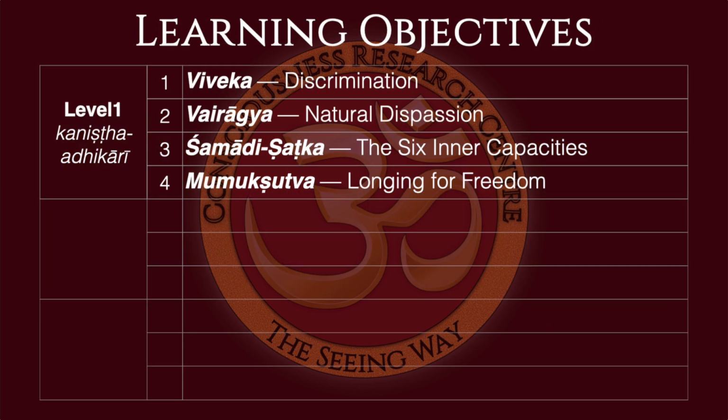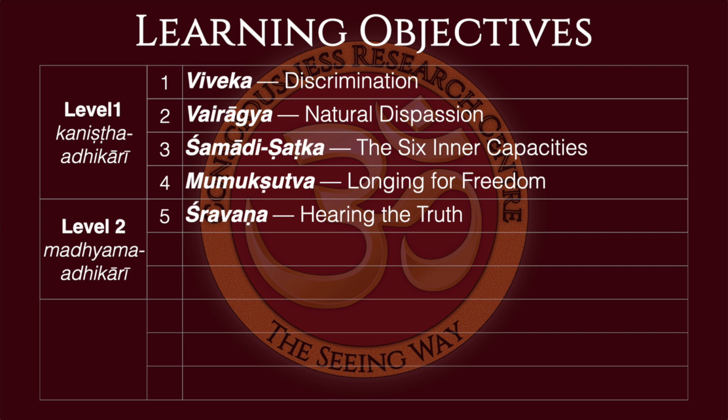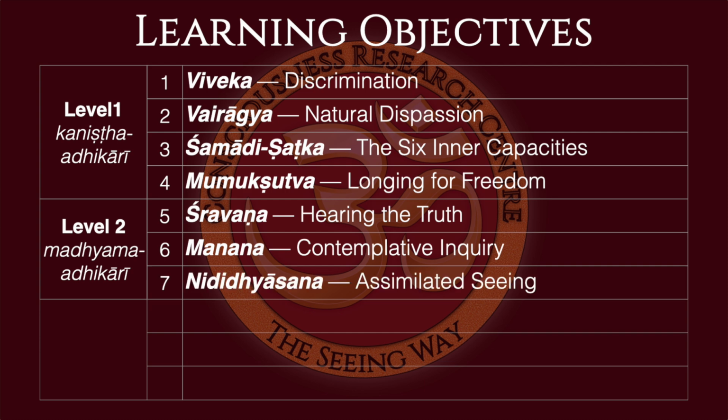Last time, we covered the Level 1 Upaniṣadic learning objectives: Viveka, Vairagya, Samadhi-Shatka, and Mumukshutva. This time we'll cover Level 2 Madhyamādhikari: Shravana, hearing the truth; Manana, contemplative inquiry; and Nididhyasana, assimilated seeing.